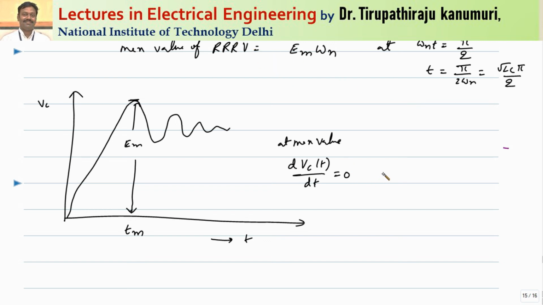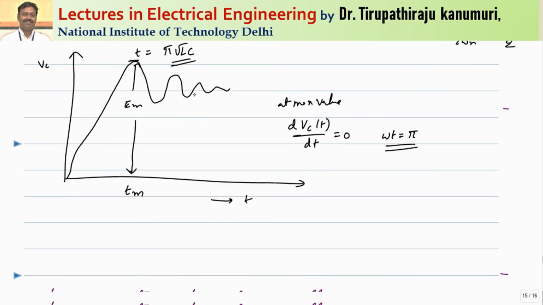When will it be equal to 0? At omega t is equal to pi. At this instant, this dVc by dt is equal to 0. Or if you calculate the time of this point, you will get it as pi root LC. So at time equal to pi root LC, this will reach the maximum value.